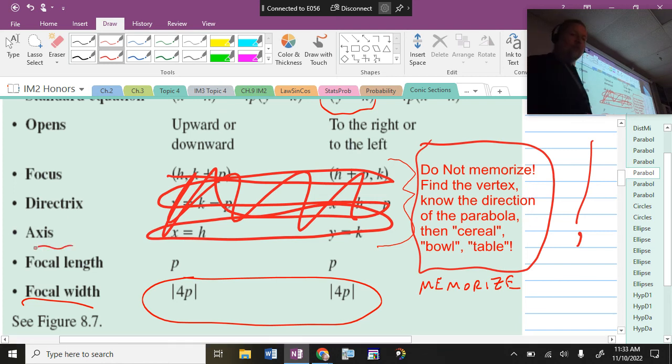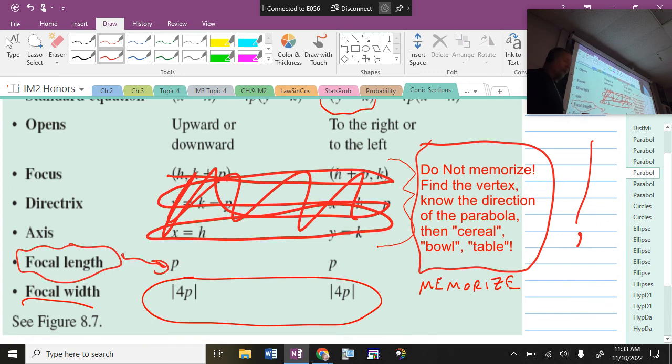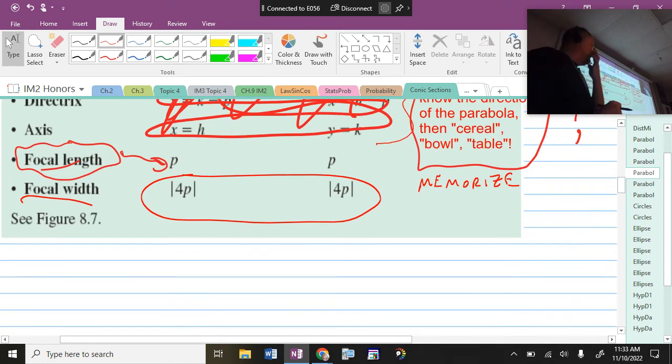New word: focal length is what p is called. What do I say? p is the key. They call that the focal length. Don't worry about that. I don't think I'm going to ask you what the focal length is. It's just an extra vocab word. I will ask what the focal width is. That gives me those two extra points.